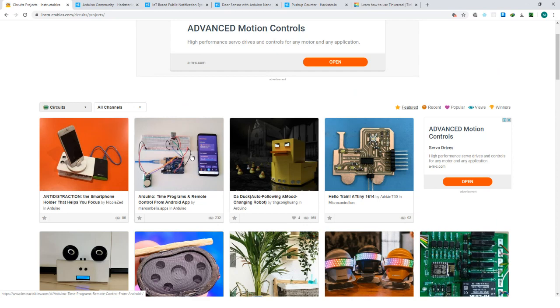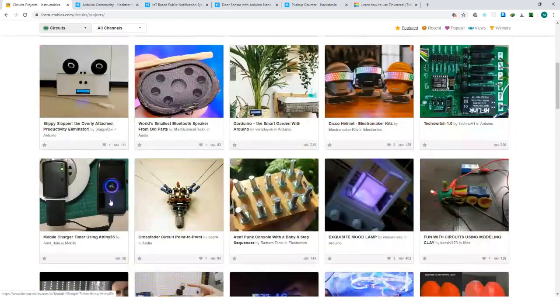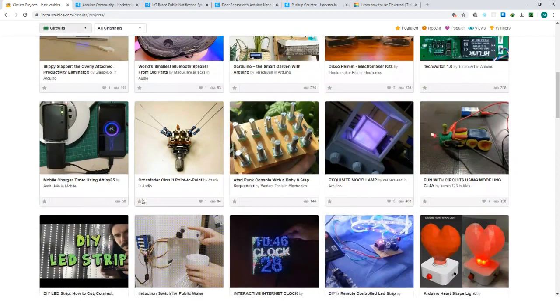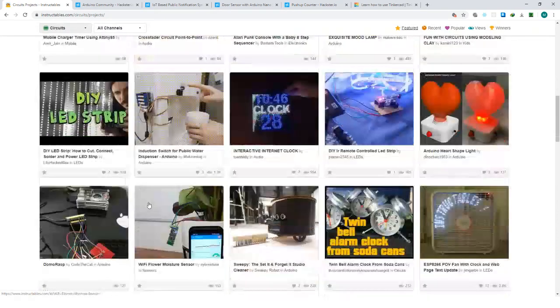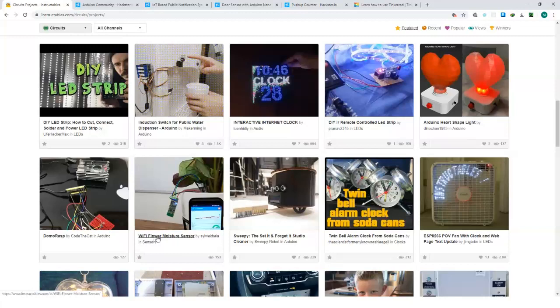So there are many, many projects which are basically around Arduino, and you can see the mobile charger timer using Arduino. I mean, there are so many things you can do, and kindly ensure you take time to go and visit. You can even add a Wi-Fi flower moisture sensor. So you put in the Wi-Fi, and you are able to look at it from the phone. You just connect to the Wi-Fi and you're able to connect.